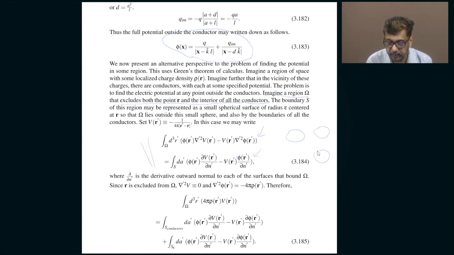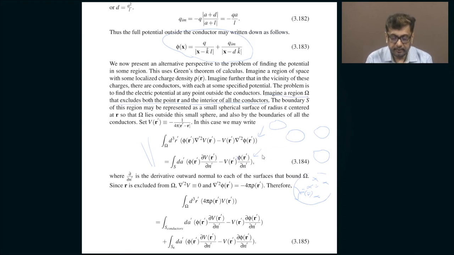So, you have a bunch of conductors here and there are a bunch of charges outside somewhere. These are actual charges, somebody has put them there. There are a whole bunch of charges somewhere. It could be all over the place, but it has to be in some finite region, and even the conductors have to be in some finite region. So, these are all conductors at various potentials.